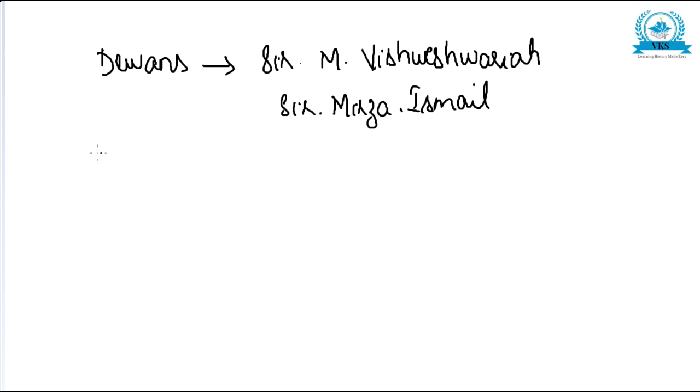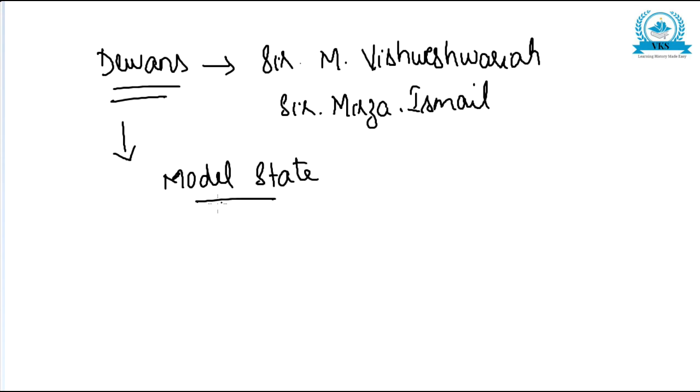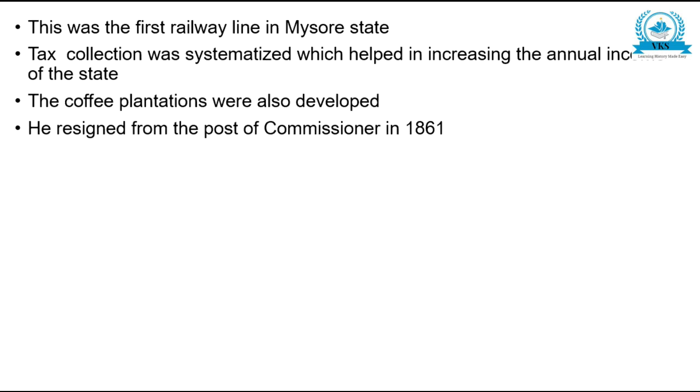So, these two divans were those who served the Mysore state during the rule of the two kings. And these divans also, like the two commissioners which we learned, played an important role in making the state of Mysore a model state. So, we can say that the divans as well as commissioners played an important role in making Mysore a model state. So, now just let us revise through the points which we have studied.